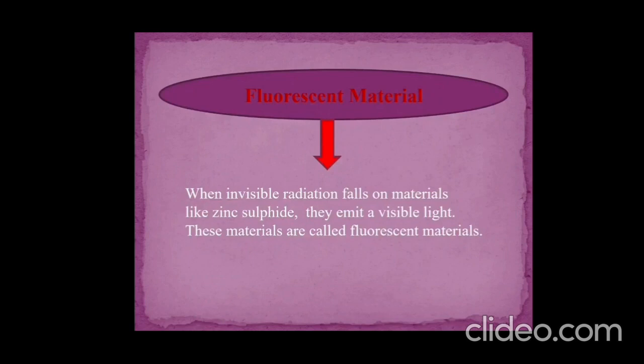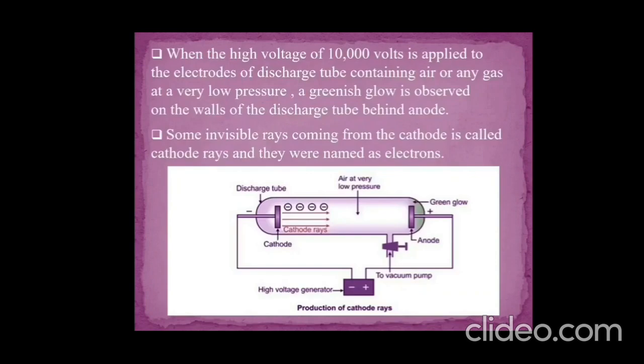In this experiment, when a high voltage of 10,000 volts is applied to the electrodes of a discharge tube containing air or any gas at very low pressure, a greenish glow is observed on the walls of the discharge tube behind the anode. Some invisible rays coming from the cathode are called cathode rays, and they are named electrons.